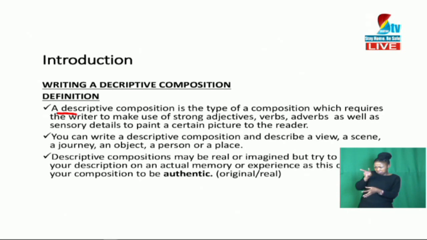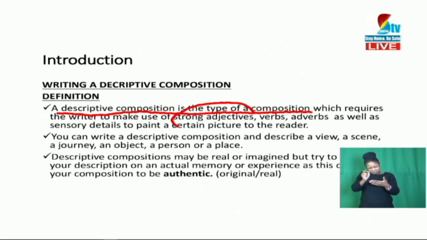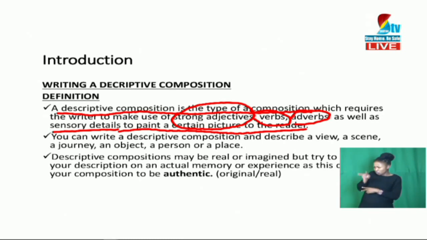A descriptive composition can also be said to be a type of composition which requires the writer to make use of what? Strong adjectives, verbs, adverbs, as well as sensory details, which are very important. And what are these sensory details for? You need to use them to paint a certain picture to the reader.